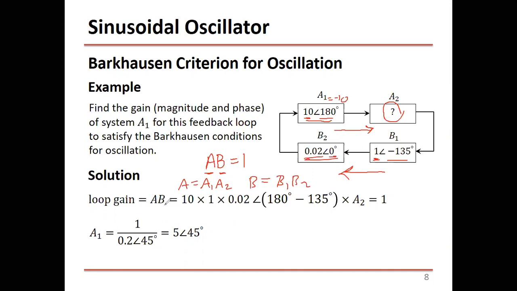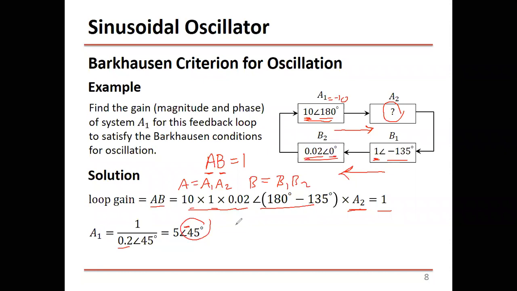So simply we have to satisfy that AB equals 1. We multiply all of these and equate the result with 1. So 10 times 1 times 0.02, with angle: in multiplication you multiply the amplitudes, so you multiply 10 by 1 by 0.02, and you add the angles, so you have 180 plus negative 135 plus 0. This is the total angle. You multiply this by A2, because A2 is in the loop, and equate this with 1. So this gives you 0.2 and 45 degrees. I think there's a mistake here. This should be negative 45 degrees. So A2 has to be 5 with an angle of negative 45 degrees.